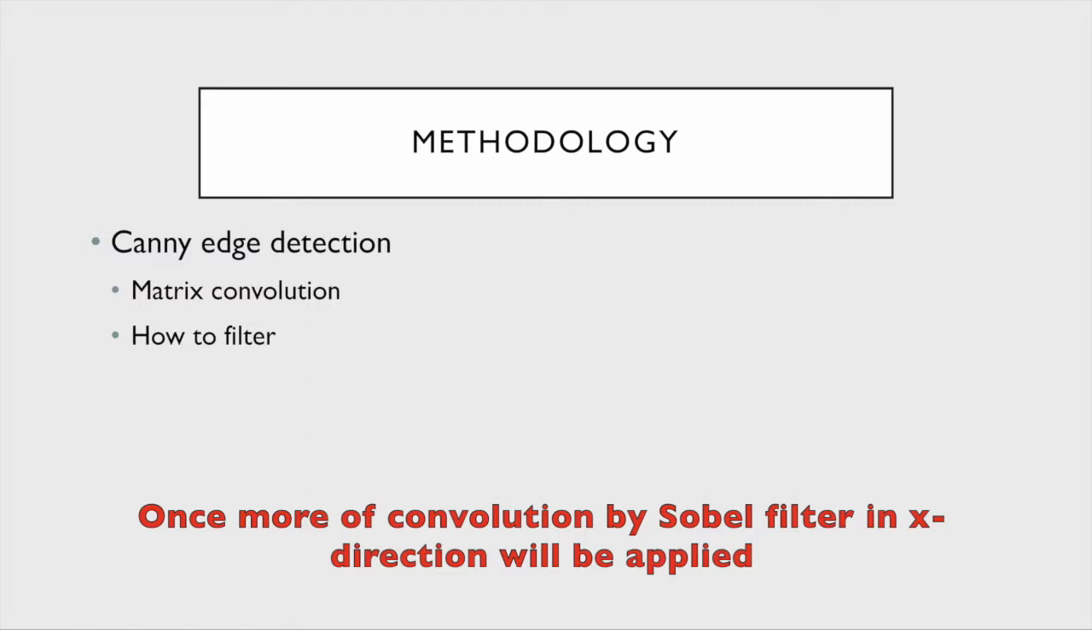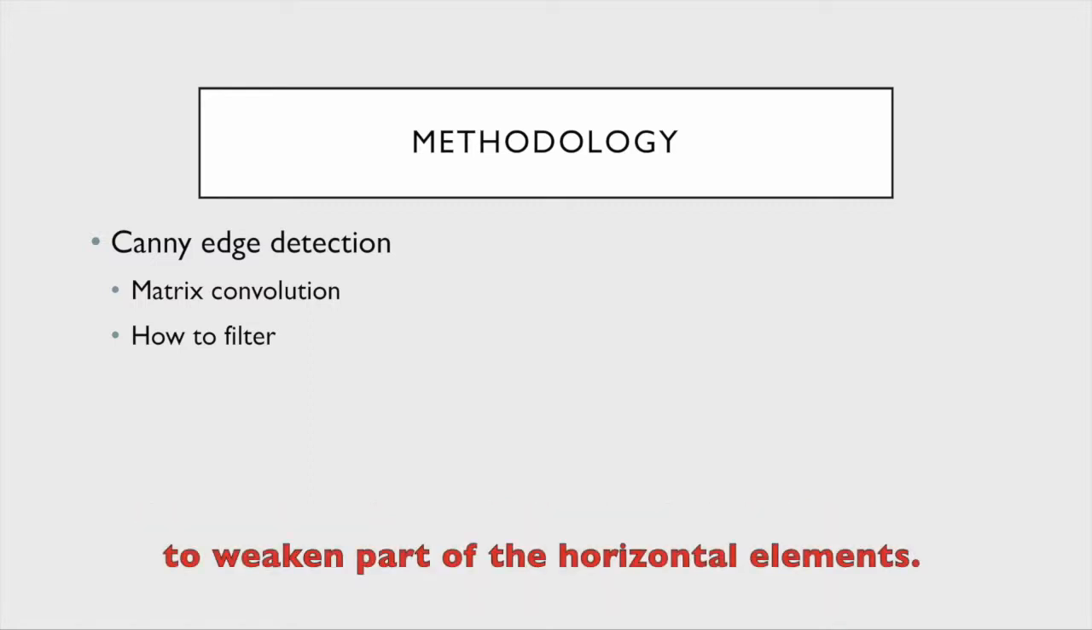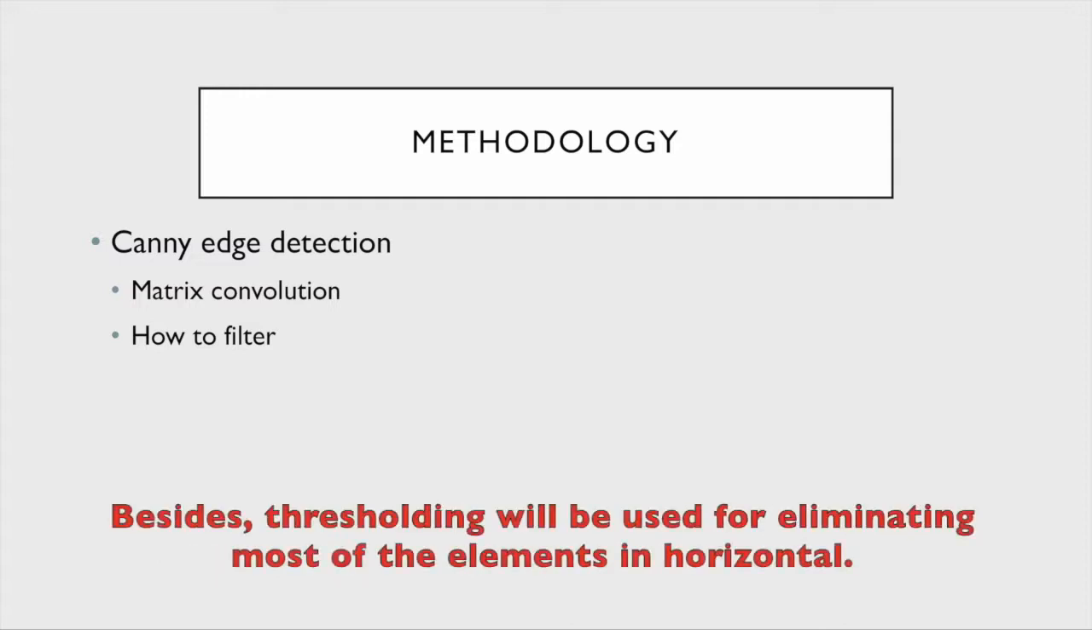Once more, convolution by Sobel filters in the x direction will be applied to weaken part of the horizontal elements. Besides, thresholding will be used for eliminating most of the elements in the horizontal.